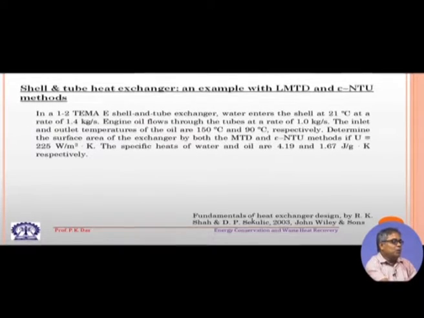In a 1-2 TEMA E shell and tube heat exchanger, water enters the shell at 21 degrees Celsius at a rate of 1.4 kg per second. Let us explain certain things. 1-2 shell and tube heat exchanger means in the shell side there is one pass, in the tube side there are two passes. It means that the tube side fluid traverses the shell length 2 times before it goes out of the shell and tube heat exchanger.